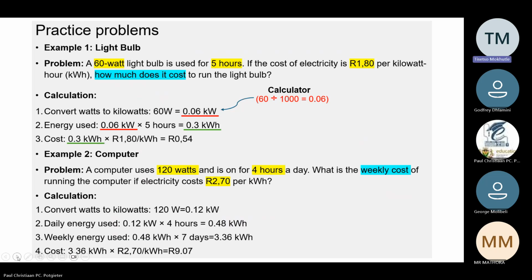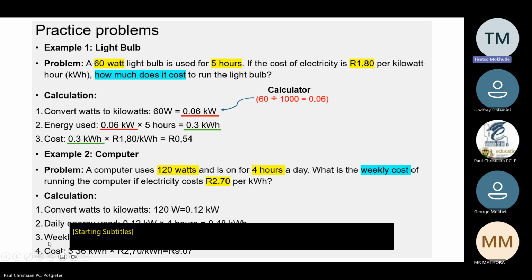The next practice problem, it says here, a computer uses 120 watts and it is on for 4 hours a day. What is the weekly cost of running the computer if electricity costs 2 rand 70 per kilowatt? So what is being asked here, it says weekly cost. And then you are given the values there for 1 day. So it means after getting the answer, we're gonna multiply everything by 7 to get the cost for a week.